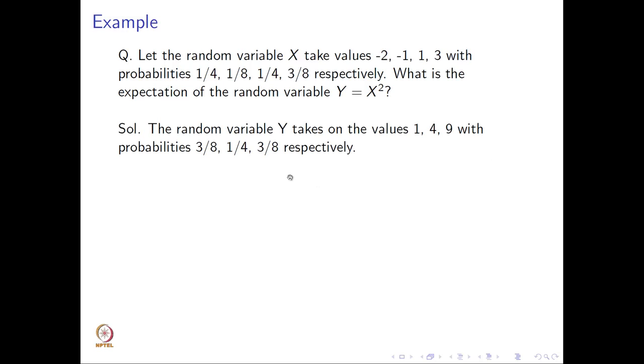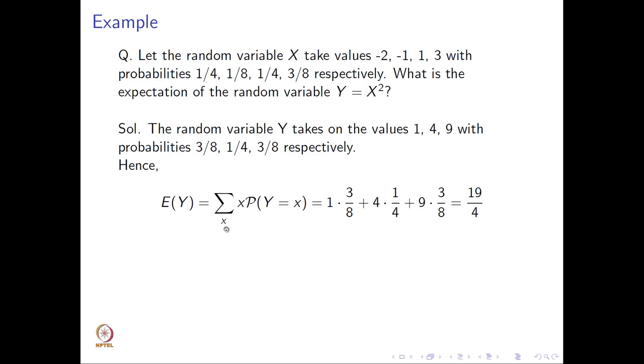So what we can do is calculate the values that the random variable y takes along with the associated probabilities, since we are aware of the relation between y and x. Thus we have y taking on the values 1, 4 and 9 with probabilities 3 by 8, 1 by 4 and 3 by 8 respectively. Given this information, we can simply apply the formula for expectation and calculate the expectation of the random variable y. This is as follows, giving a result of 19/4.